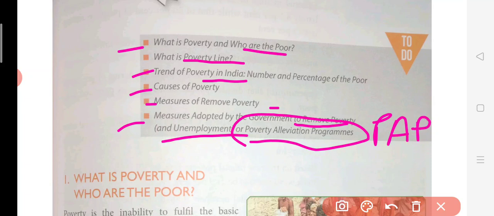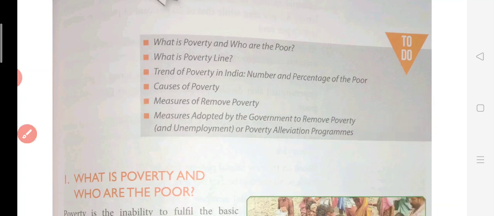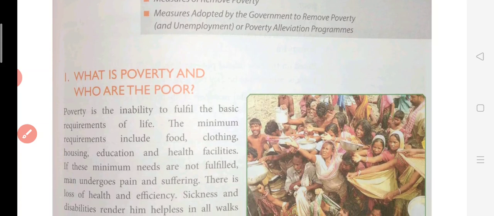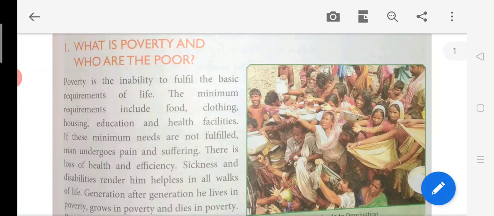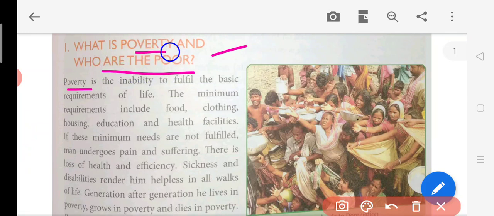Okay, so here let us go through one of our topics. So the first thing is what is poverty and who are the poor. First of all, we have to understand who is the poor and what is poverty. See, basically, first we'll discuss poverty.